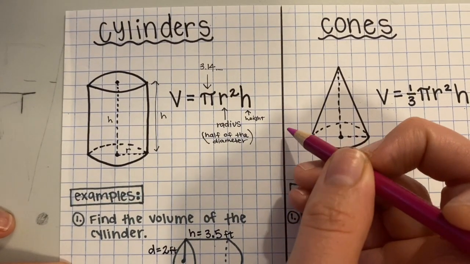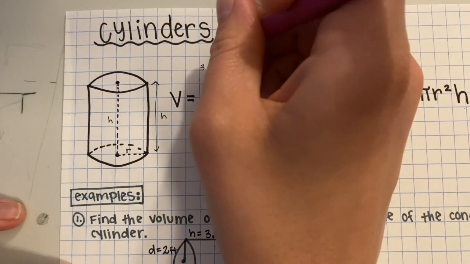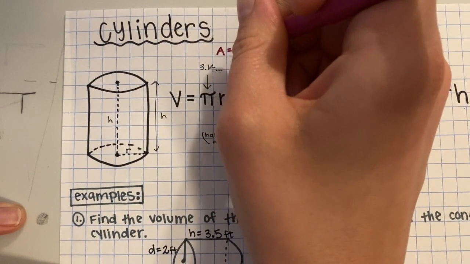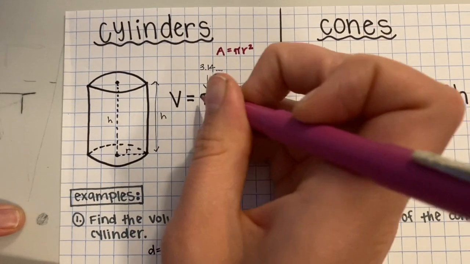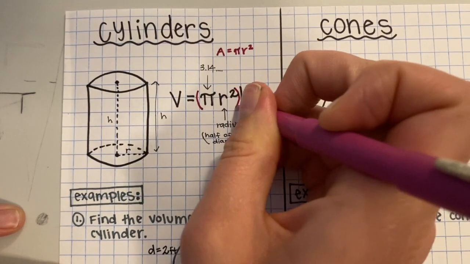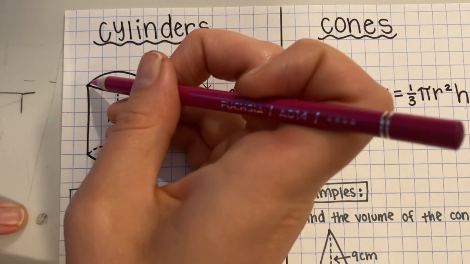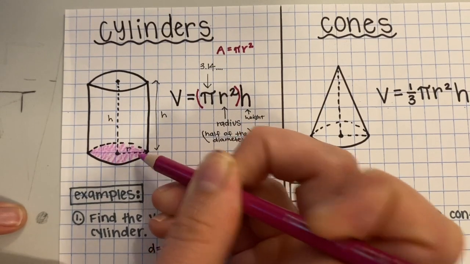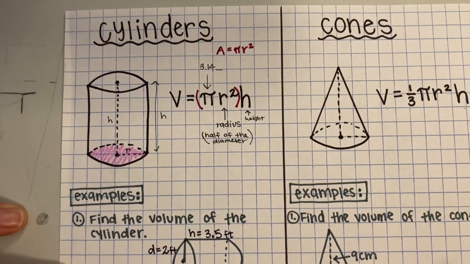Knowing that, I actually can remember that the area of a circle is pi r squared. Pi r squared. Which is actually what's happening right here. So this is just the area of the base of our 3D figure. And if I multiply that area by the height, that's going to give me my volume.